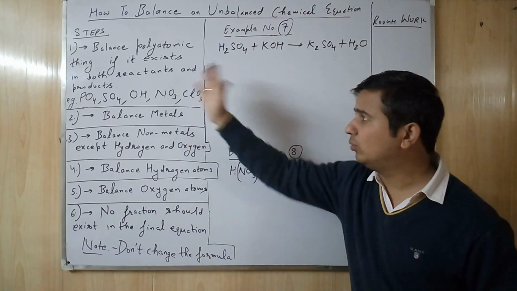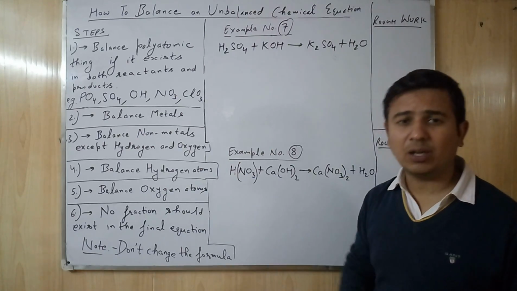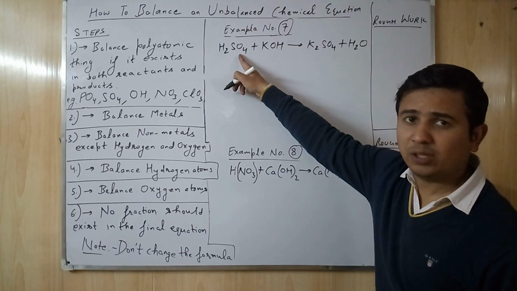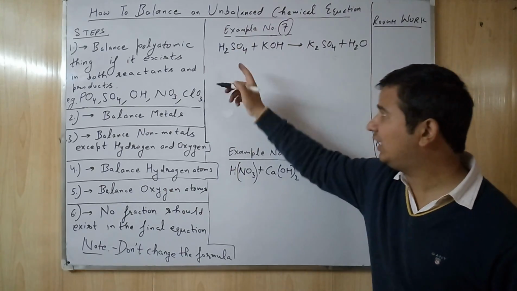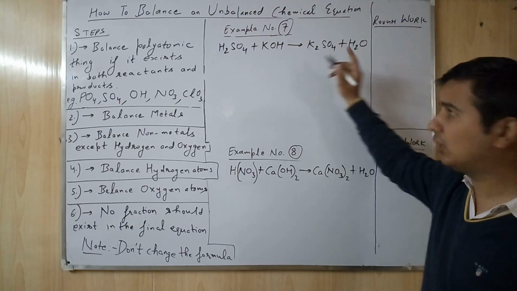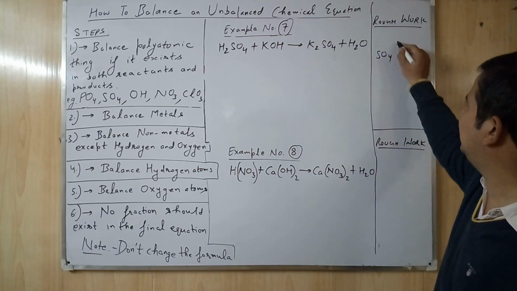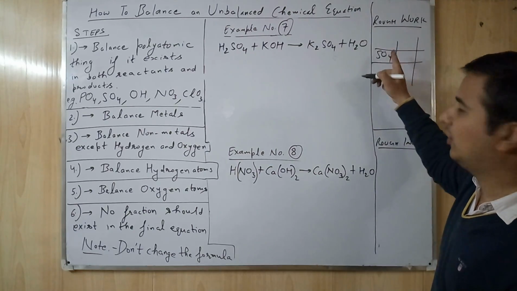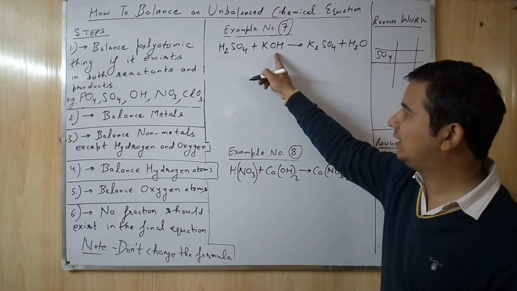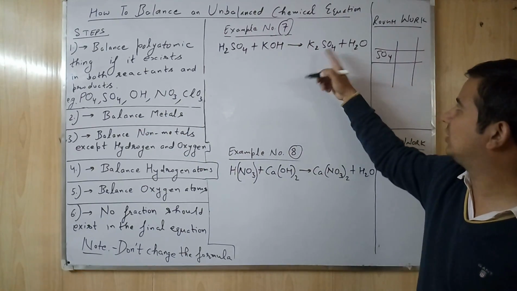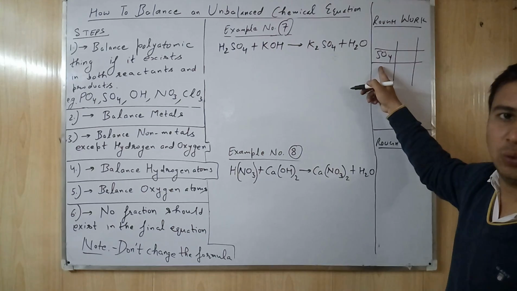Now apply the rules. Firstly, you have to watch the polyatomic kind of things. Yes, SO4 is a polyatomic kind of thing, but verify that it should exist on both the sides. SO4 on the reactant side, yes. SO4 on the product side, yes. So we will consider it as a polyatomic kind of thing, and we will write it here in the very first number. OH is also a polyatomic kind of thing, but OH exists only on the reactant side, not on the product side. You can see. So we will not write OH.